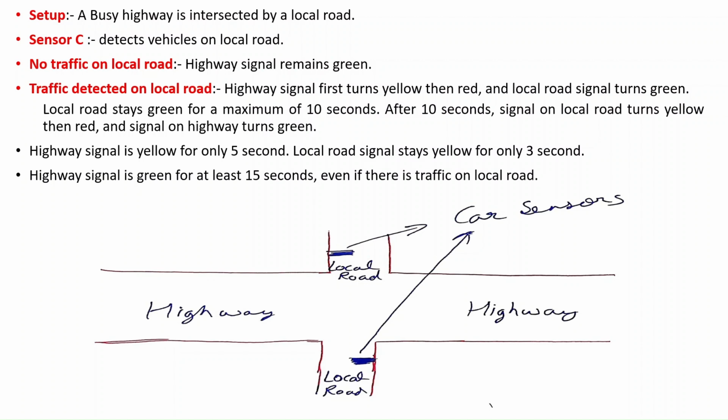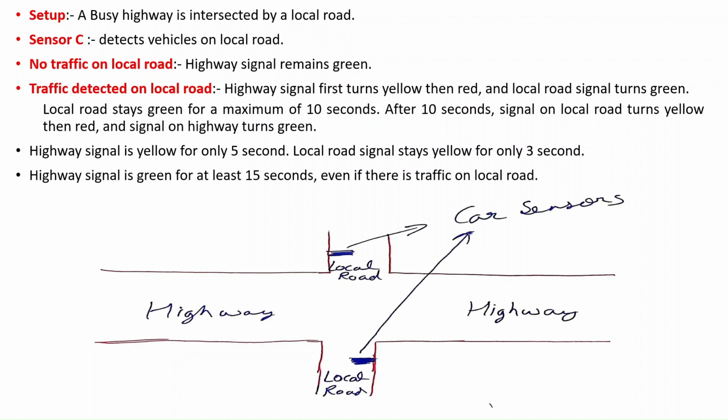So the highway signal will be green for at least 15 seconds even if there is traffic on the local road. The local road signal can stay green for a maximum of 10 seconds only, and after those 10 seconds have passed, the signal on the local road will become yellow and then red, and when the local road signal is red, then the signal on highway will turn green. The highway signal will become yellow for only 5 seconds and the local road signal will stay yellow for only 3 seconds. So these are the timing constraints.